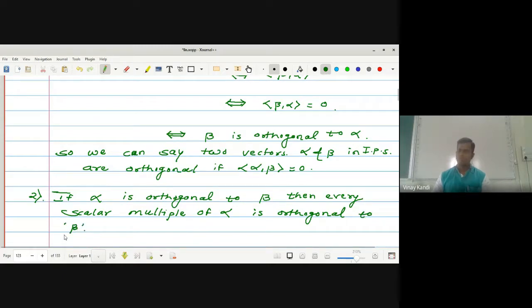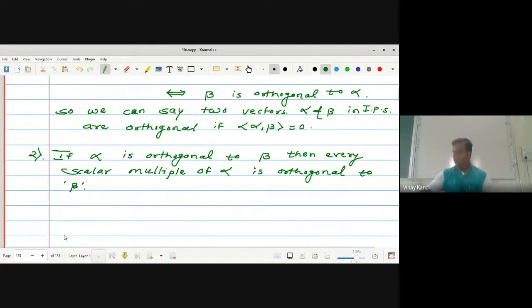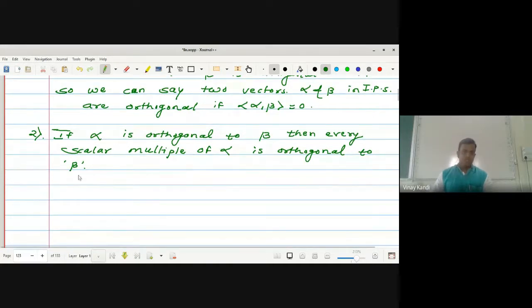For example, you can assume this in R2. Suppose these two vectors are orthogonal to each other. Suppose this is alpha and this one is beta. What is the scalar multiple of alpha? If k is positive, then it will go this way. Where will it come then? Suppose this is alpha.